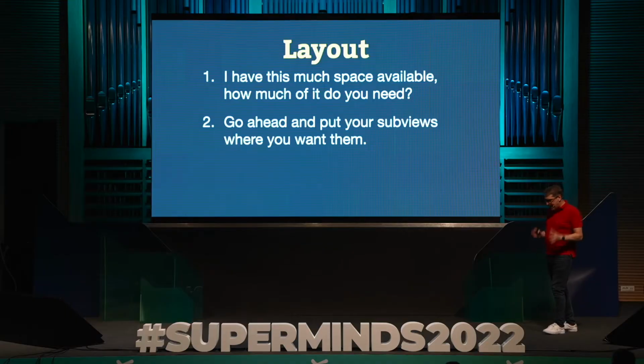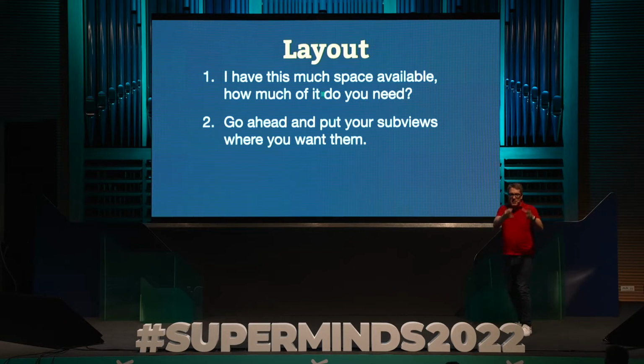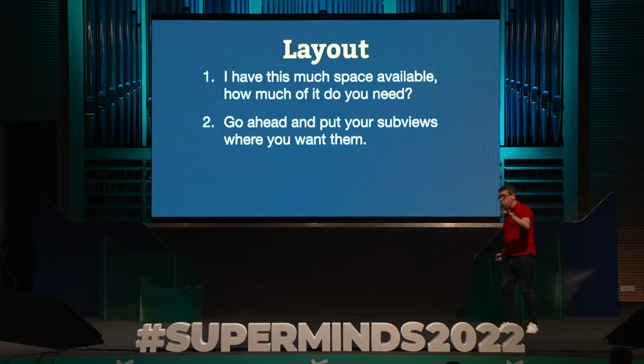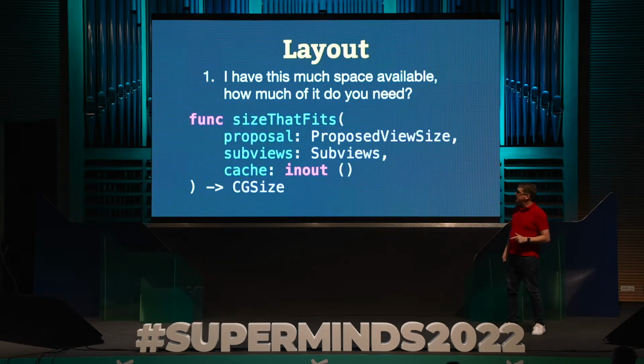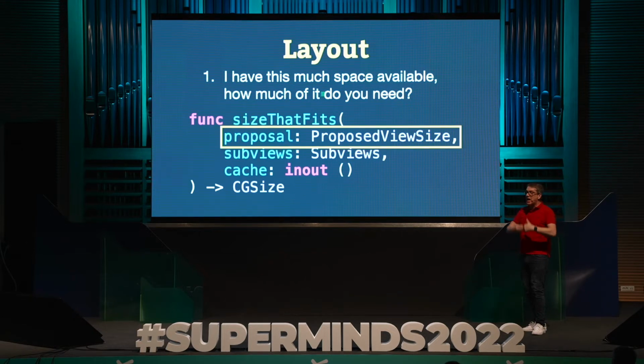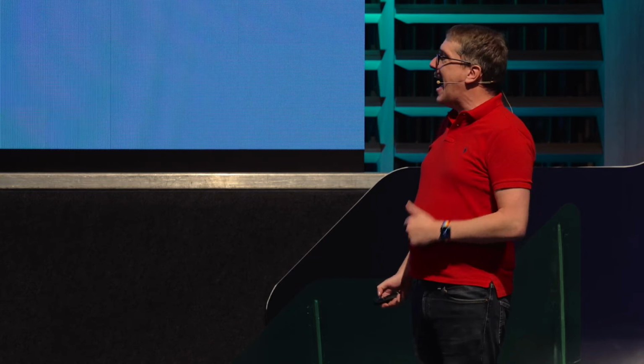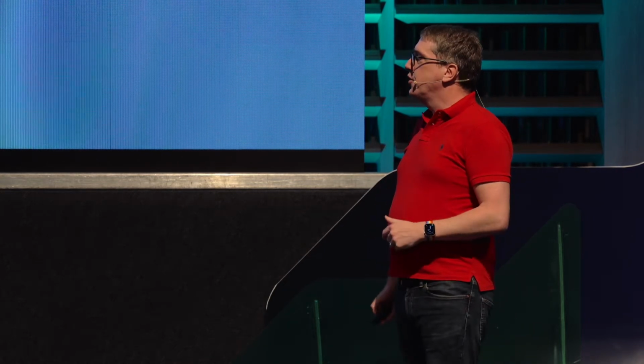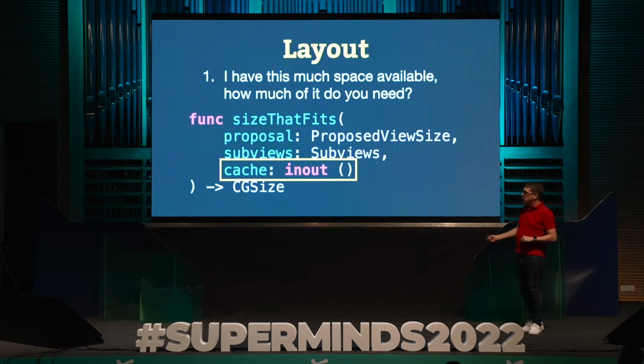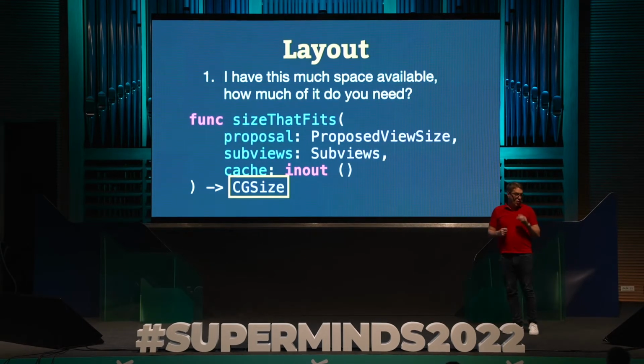Now, to conform to the layout protocol, you've got to add 2 things to your view. You've got to tell it, when you have this much space available, how much do you want? How much space do you actually need for your subviews? And secondly, okay, I know how much space you want. Please now place all your views where you want them on the screen. Now, this first one is done with a method called size_that_fits. And you'll be told, okay, here is how much I'd like you to use. And here are your subviews to lay out. You can have a cache if you want to optimize things a little bit. And your goal is to return a single CGSize of the result. Here's how much space I actually want.